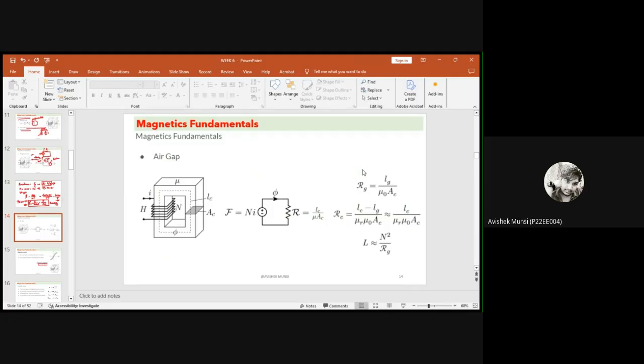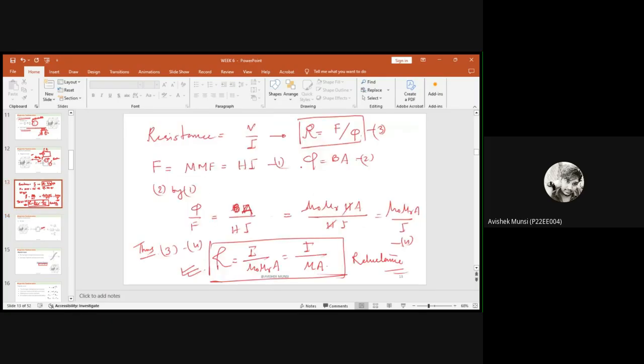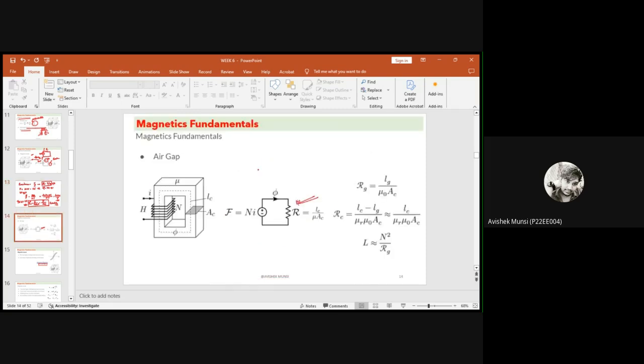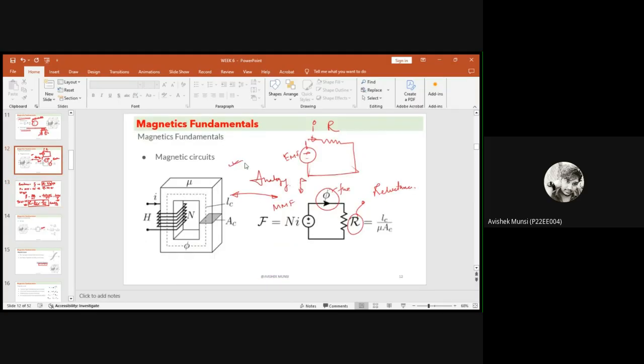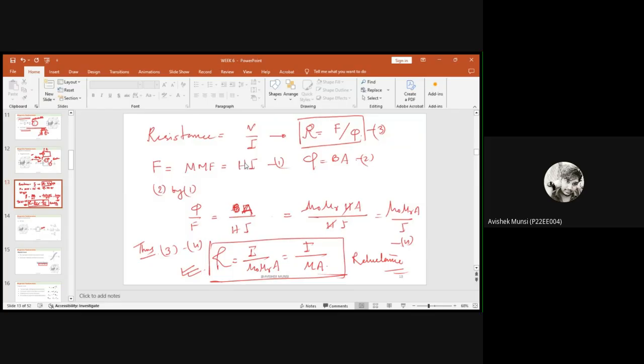Fine. Now the next thing we have to understand is the air gap. From here you see that we already derived the reluctance as l by mu A. It can be written again as this, where A is the area of cross section.